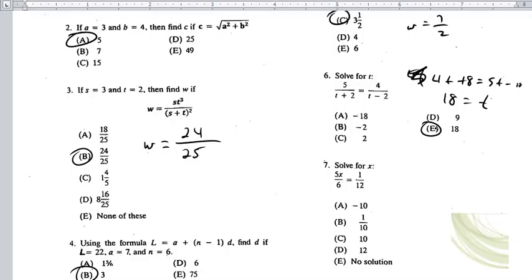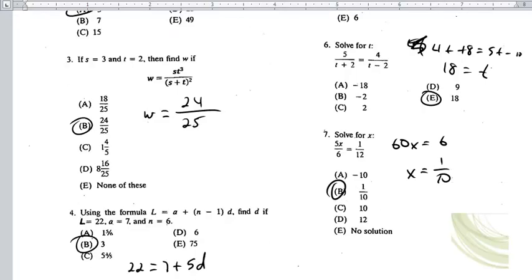Okay, same thing with this one. Cross multiply, so we get 60. 5 times 12 is 60. 60x is equal to 6. Divide by 60, I get 1/10. Okay, so let's keep going here.